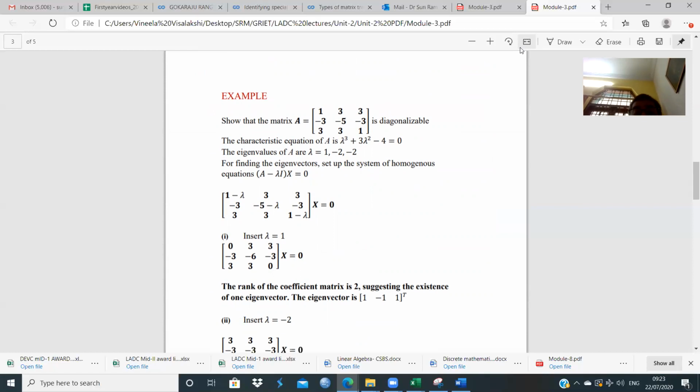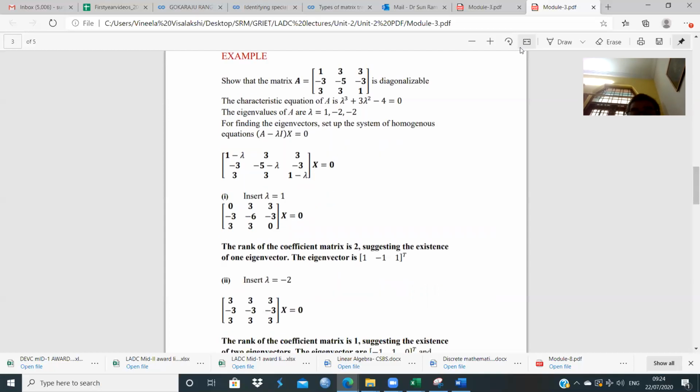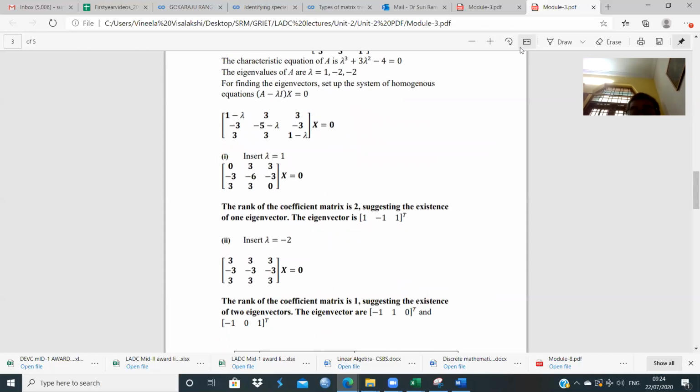So we find the characteristic equation, lambda cubed plus 3 lambda squared minus 4 is 0. The lambdas are 1, minus 2, minus 2. And we already know the procedure for finding the eigenvectors. So corresponding to lambda equal to 1, we get the eigenvector as 1, minus 1, 1. So distinct eigenvalues will definitely have eigenvectors.